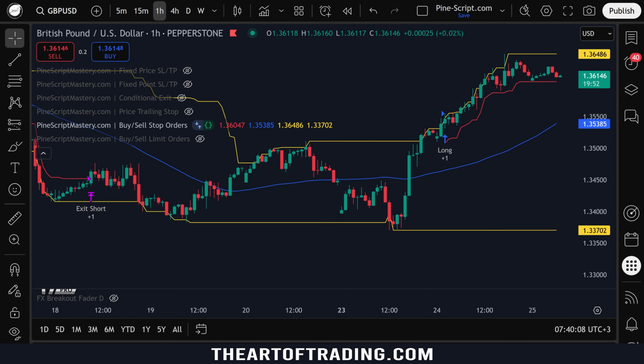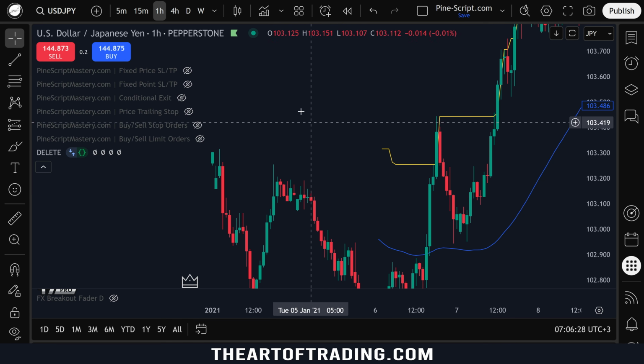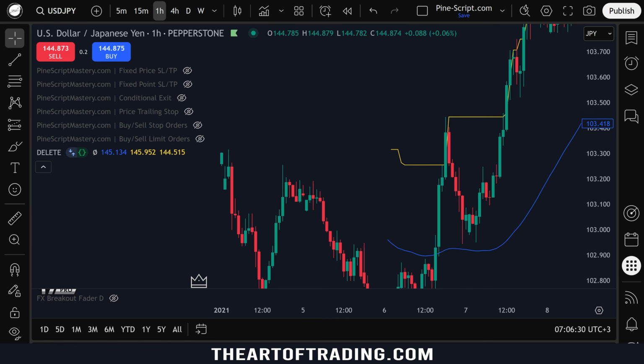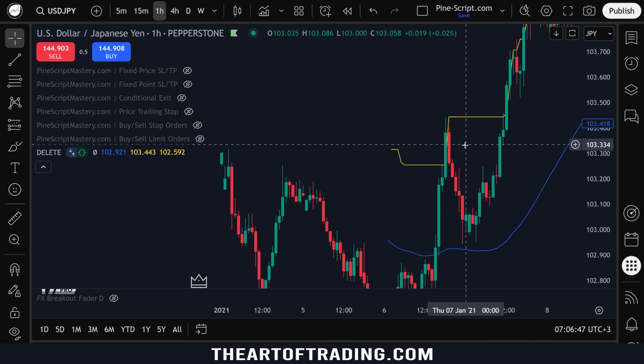And if we don't want that to happen, then we need to cancel our pending buy stop order and pending sell stop order when the conditions for that order are no longer met. Just to quickly demonstrate what I mean, if I change this code here to say bar state is first, what we're doing now is placing a buy stop order at the price 103.5 on the very first bar on my chart. 103.5 is up here.